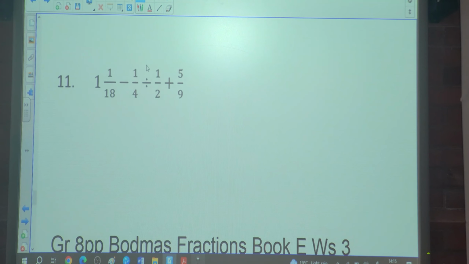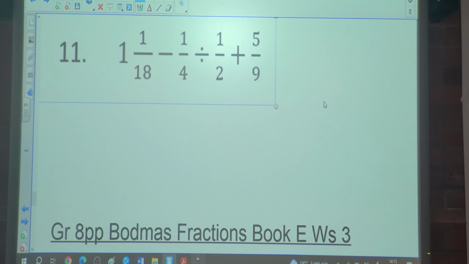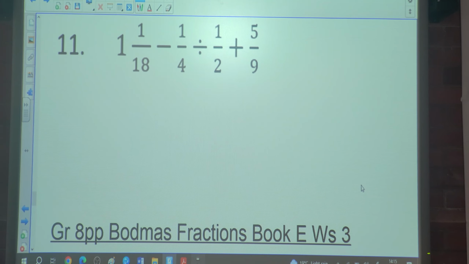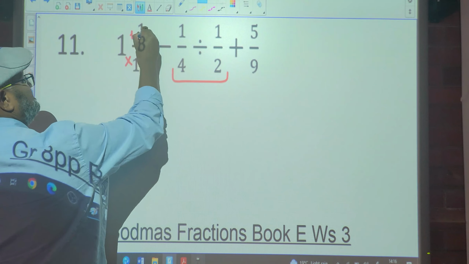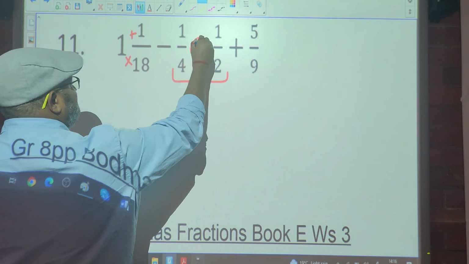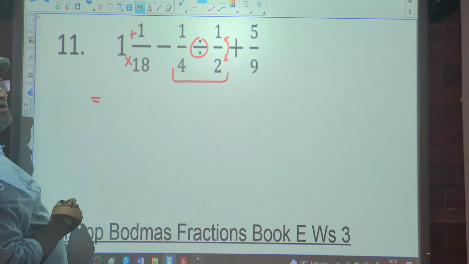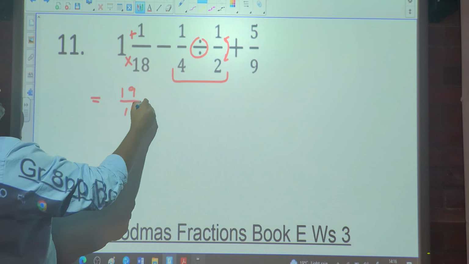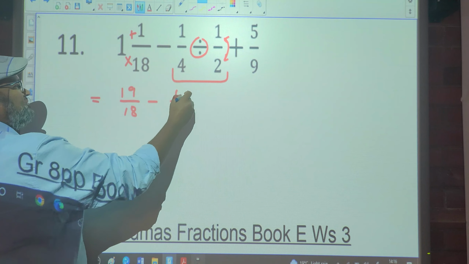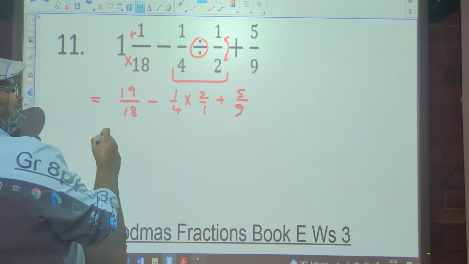Number 11. So what must be done first here? Division. I can also change that to an improper fraction. I'll tumble and times. So 18 multiplied by 1 is 18, plus 1 is 19 over 18, minus a quarter multiplied by 2 over 1, plus 5 over 9.